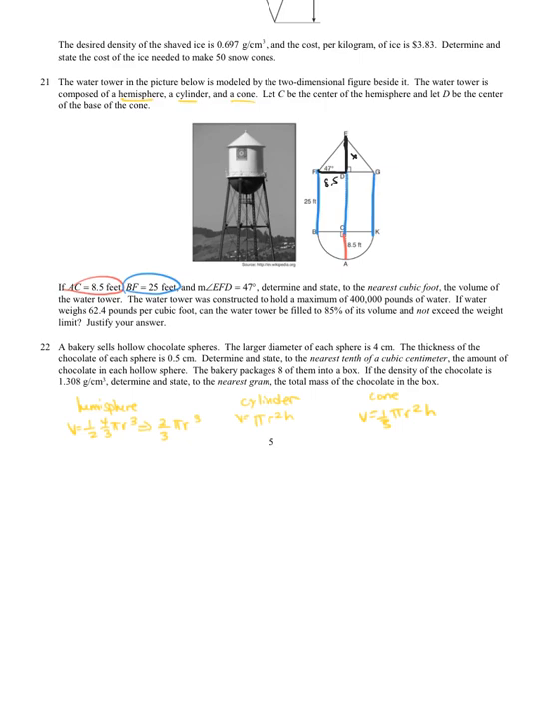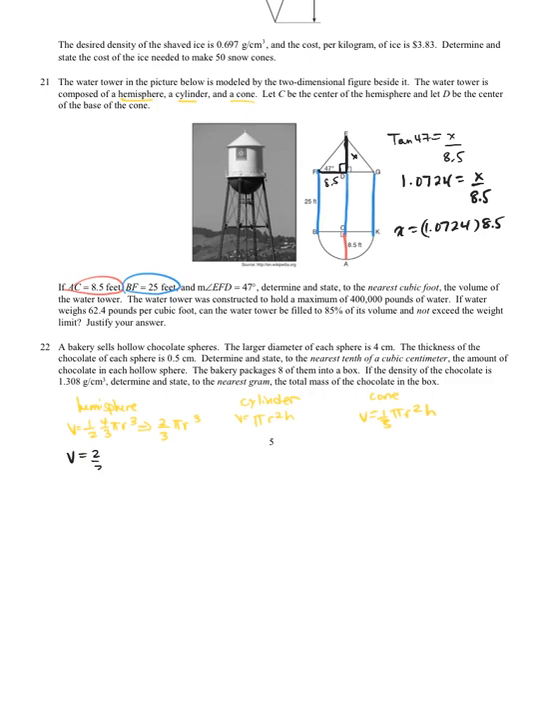And I think that was difficult for kids the year that this was administered, realizing that that 8.5 was also the measure of FD. So we have tan of 47 is opposite over adjacent. And then I'm going to type in tan of 47 into my calculator. I get 1.0724 because you're supposed to round to the 10,000s place. And then I'm going to multiply that by 8.5. So the height is 1.0724 times 8.5.